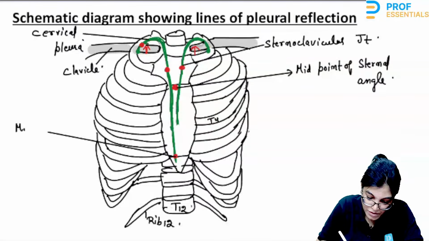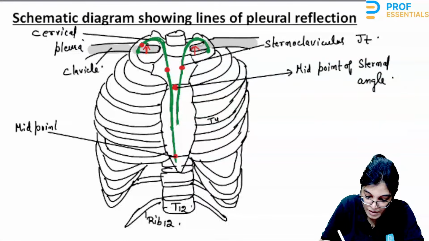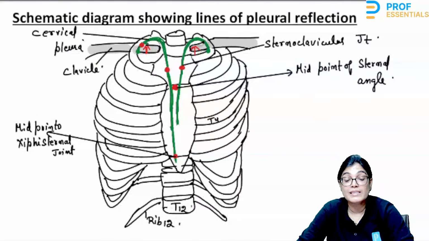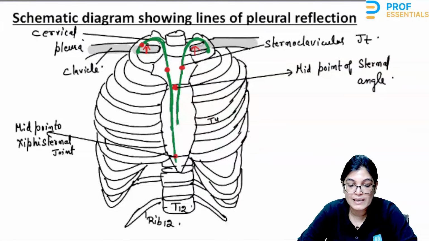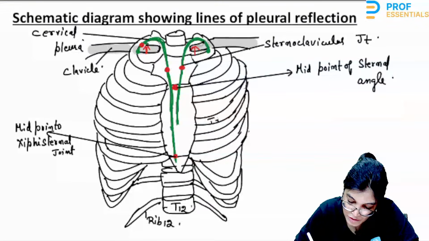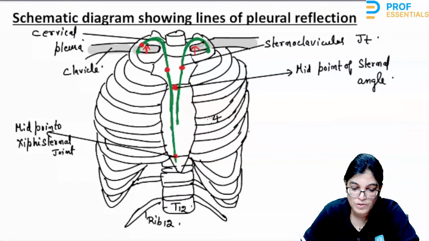This is the midpoint of the xiphisternal joint. But as I told you, this is not the case on the left side. Why? Because on the left hand side, it will arc from the level of T4. So basically, it is arcing. So T4, this is the fourth rib, and this is the fourth rib, you can say. You can just mark 4 also, because you are getting confused with this. So you can mark fourth rib. Okay, this is the fourth rib.